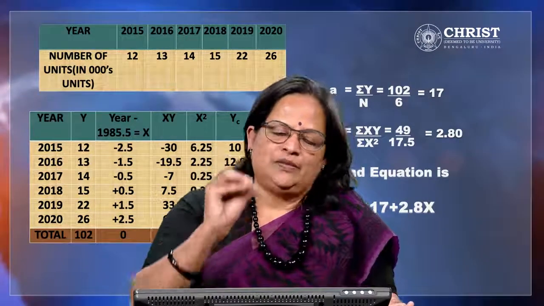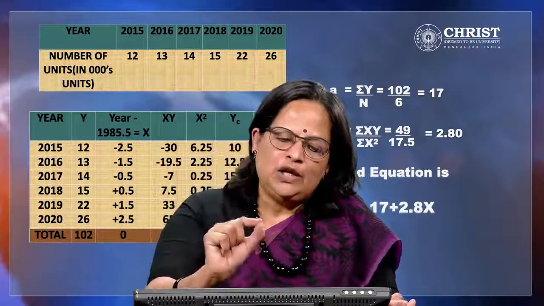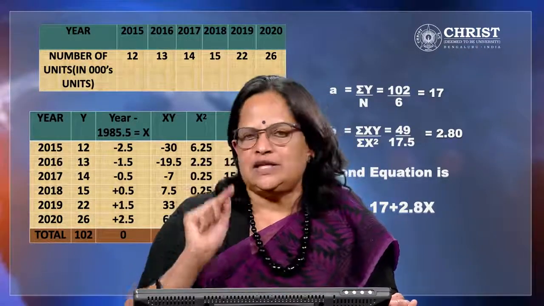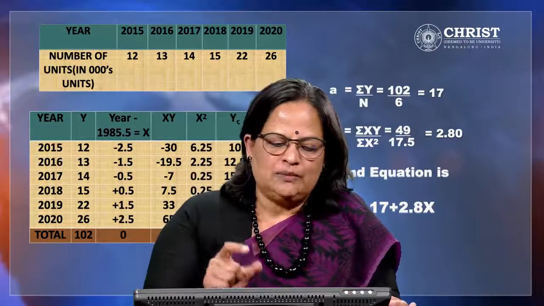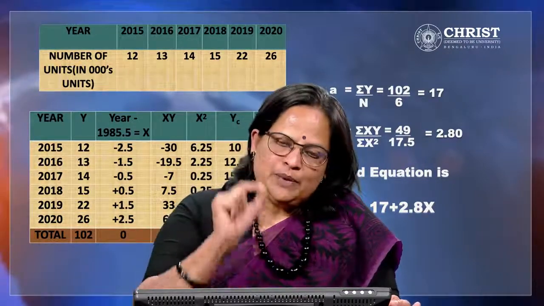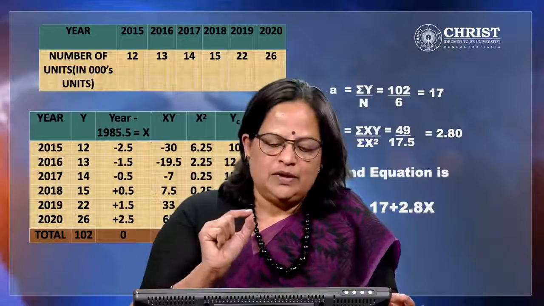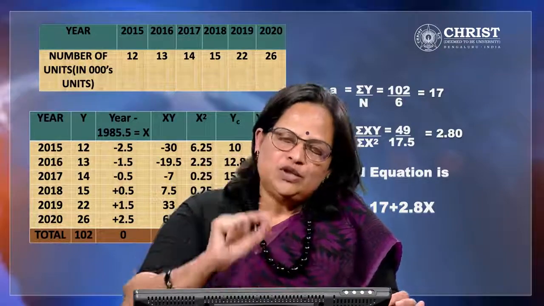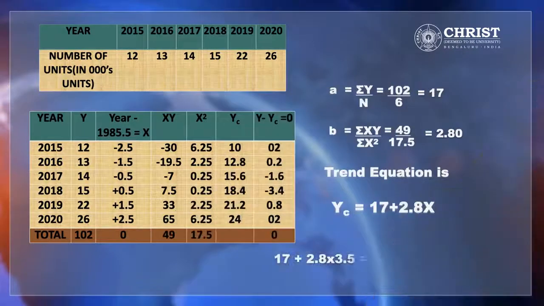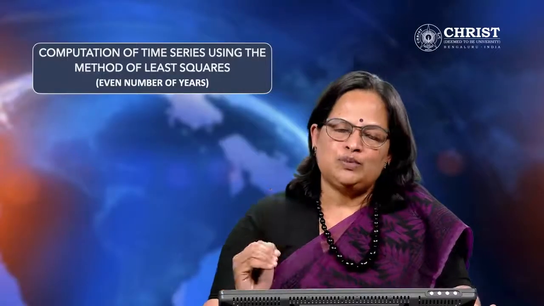So whichever year, you have to find the corresponding x value and substitute in the equation, you will get the trend values. That is what is given in the solution. Now one question was there, you have to predict the value of y for 2021. So you have to substitute the values in the equation: 17 plus 2.8 into 3.5, because the 2021 corresponding x value is 3.5. So that is equal to 26.8, that is equal to 26,800 units.